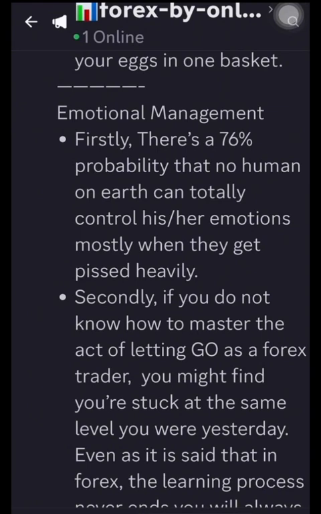So you start seeing like this, your mindset starts going to, I wish I had sold from this point instead of buying. I wish I had bought from this place instead of selling. So emotional management is a very big deal in forex trading.